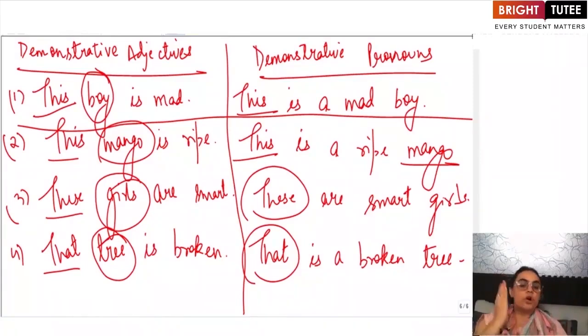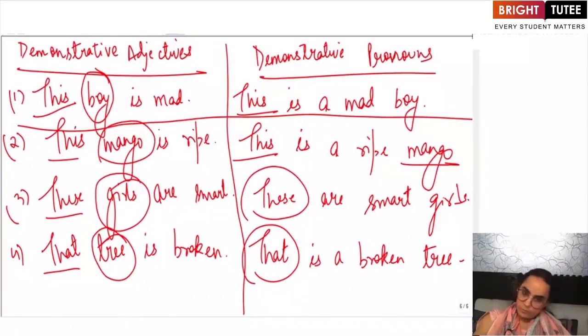So the position of the noun is what matters when you have to identify whether it is an adjective or a pronoun. If the noun is exactly after the word, it is a demonstrative adjective. And if the noun is not near the word that we are talking about, it is a pronoun. So with the noun, adjective; without the noun, pronoun. So this is the difference between demonstrative adjectives and demonstrative pronouns.